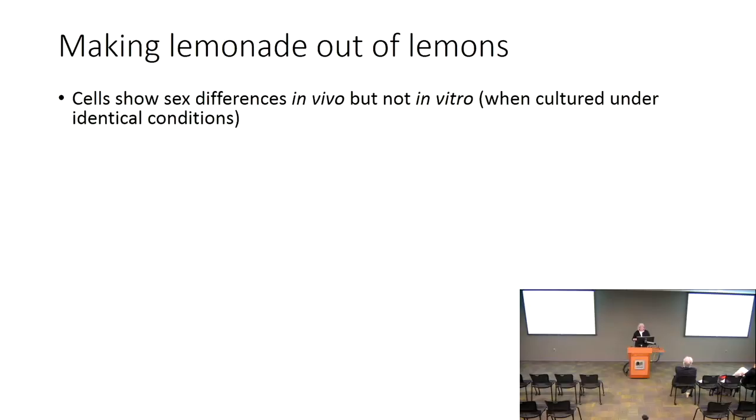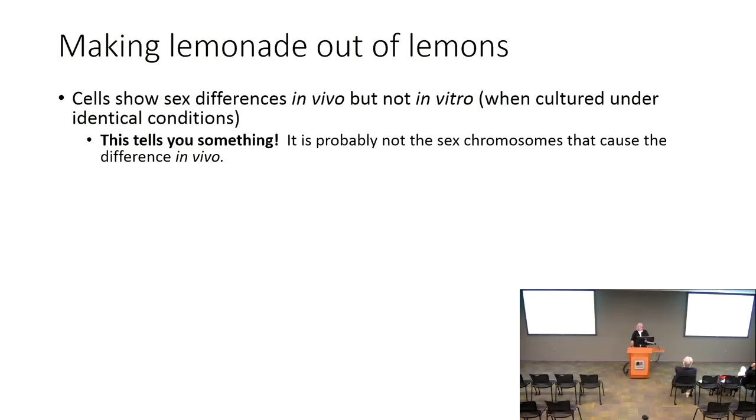Okay, so darn, we see it when the cells are in the body, but we pull it out. And so, okay, that's useless. But I think it actually tells you something important. It's probably that the sex chromosomes aren't actually behind the sex difference, right? If it goes away when you take the cells out of their native environment and grow them in a dish, well, I think that's telling you something else is behind that sex difference.